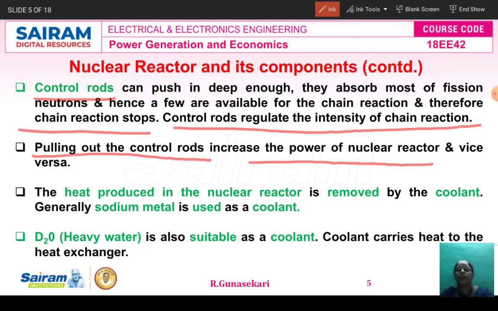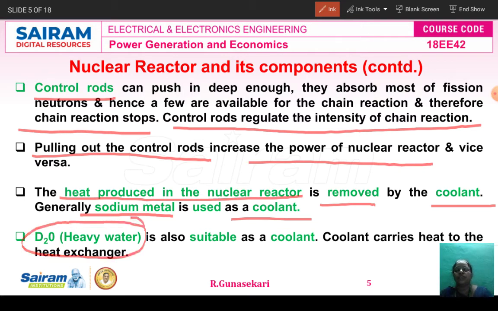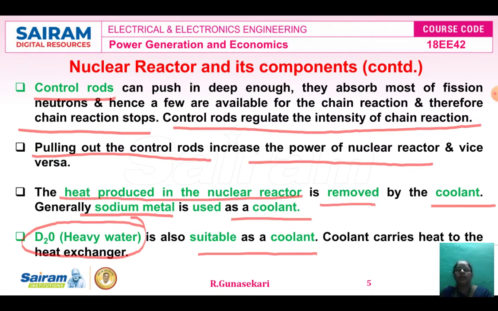The heat produced in the nuclear reactor is removed by the coolant. Sodium metal is used as a coolant in the nuclear reactor. D2O, known as heavy water, is also most suitable as a coolant. The coolant carries the heat to the heat exchanger. This is the function of the coolant in the nuclear reactor.